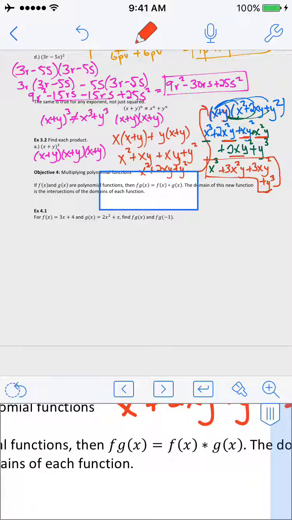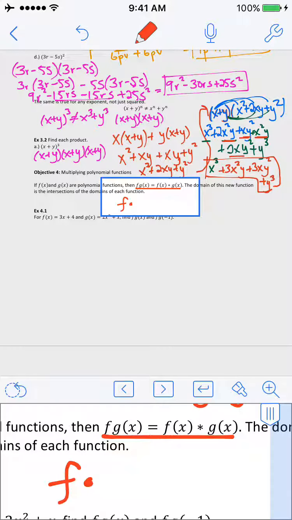this is how we write it. fg of x. We do not write f times g of x. We never write this. Because I wholeheartedly agree that that looks like f of g of x, right? That would be stupid if we both wrote it this way. So we do not write it like this, okay? Never once do you put a dot.